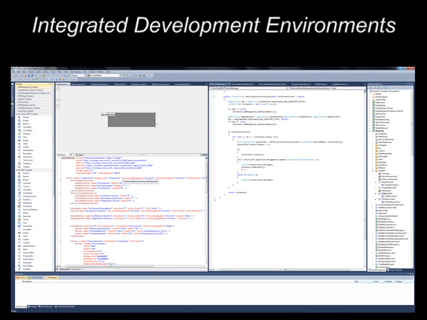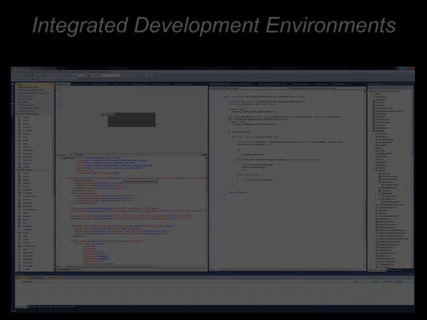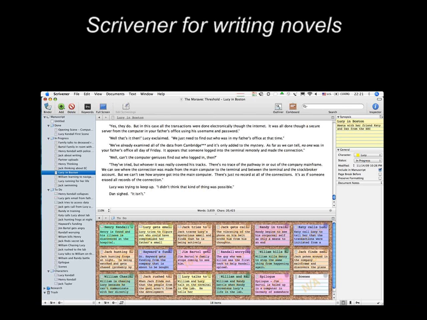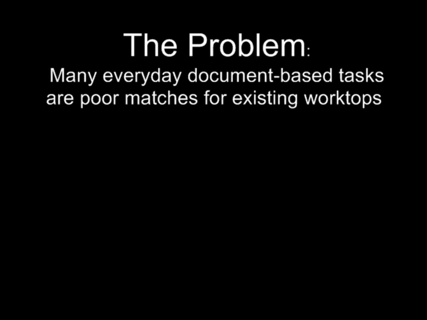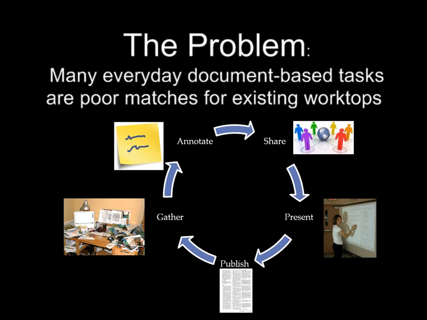Some common examples include Visual Studio, which programmers use to perform nearly all tasks, domain-specific systems like Scrivener, which provides a binder, note cards, and other tools to facilitate writing novels, and the generic fallback of an operating system desktop like Windows. Unfortunately, many everyday tasks are poor matches for existing worktops.